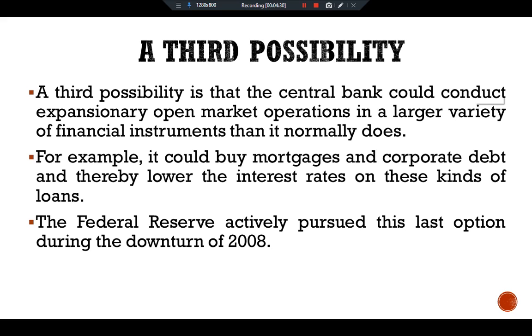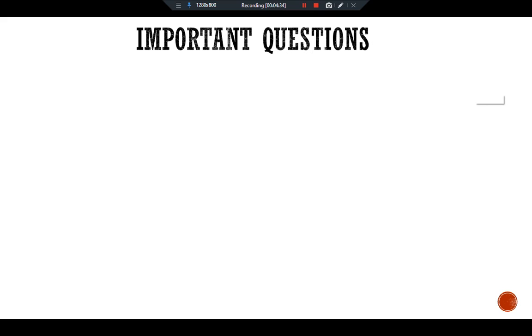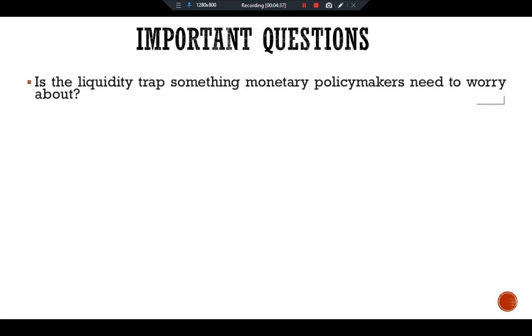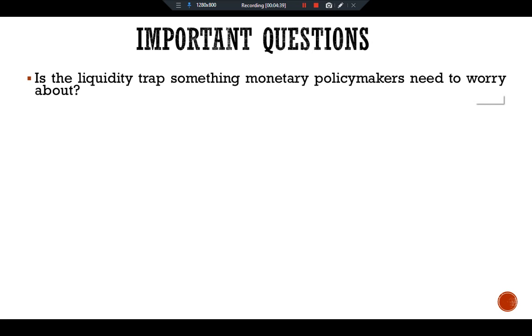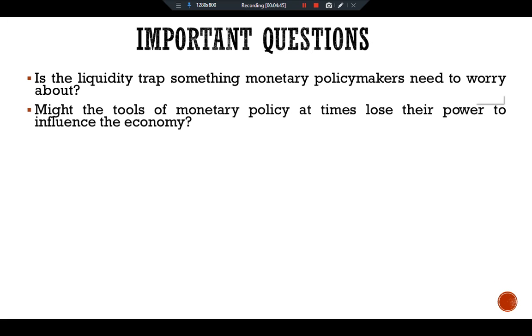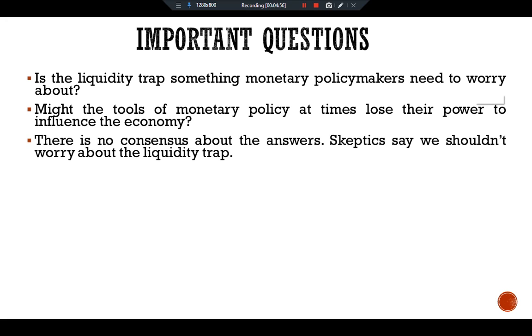So here we have some questions. The important question for the discussion here: is the liquidity trap something monetary policymakers need to worry about, or might the tools of monetary policy at times lose their power to influence the economy? There is no consensus about the answer here.